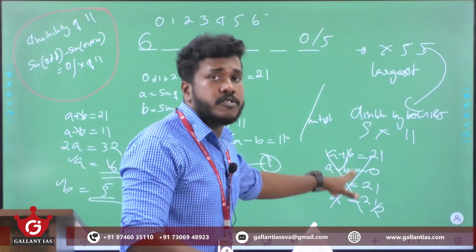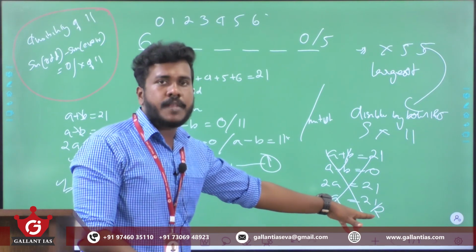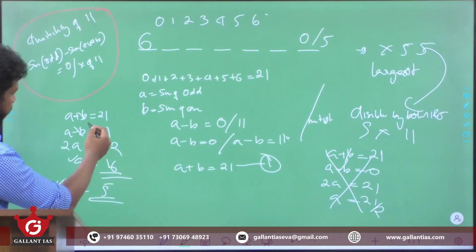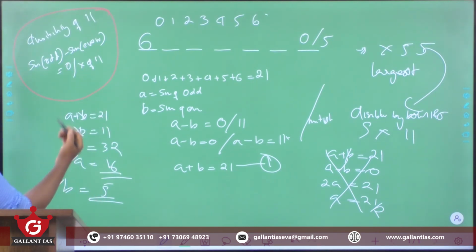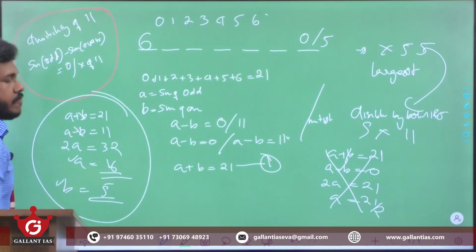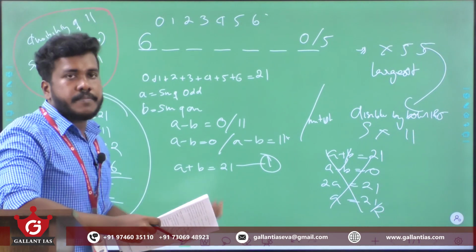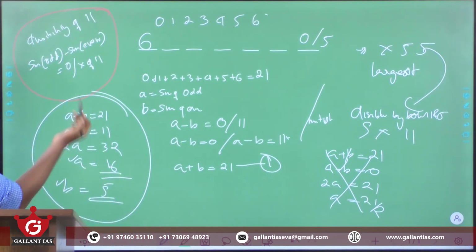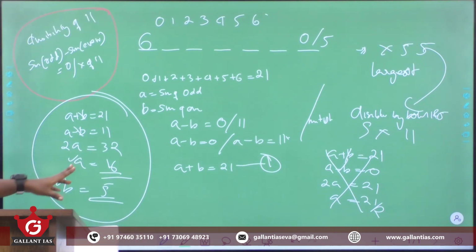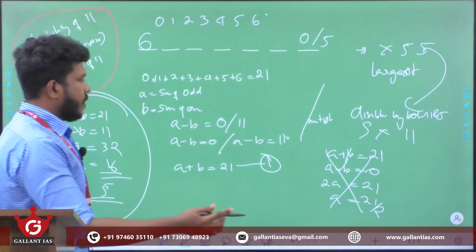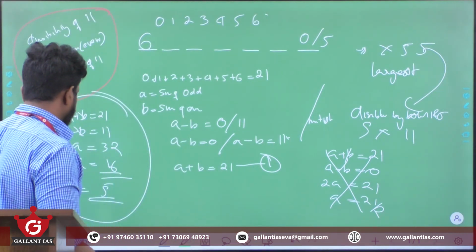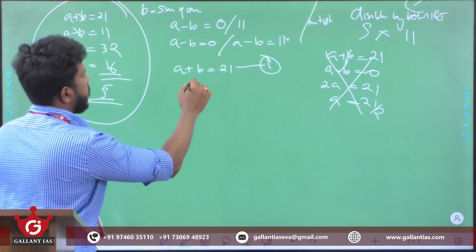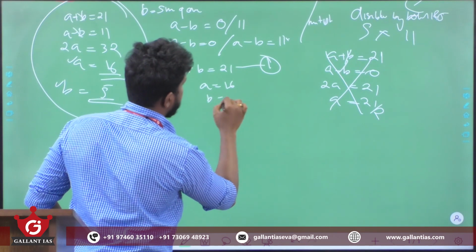If you take a minus b equal to 0, then you get a decimal number, and that does not satisfy the condition. So a minus b is equal to 11. This is the equation that satisfies our condition. So a plus b is equal to 21 and a minus b is equal to 11, and from that you are getting a value as 16 and b value as 5.